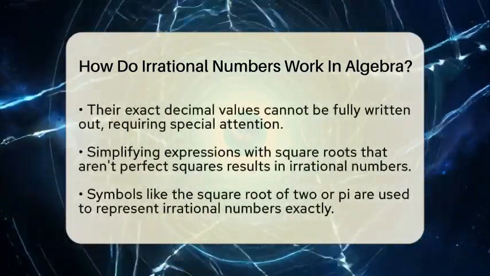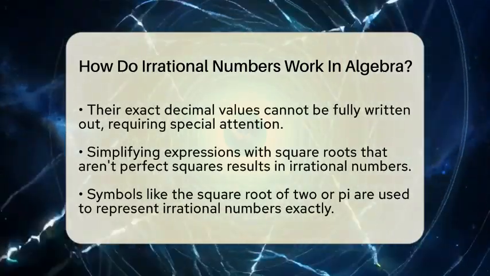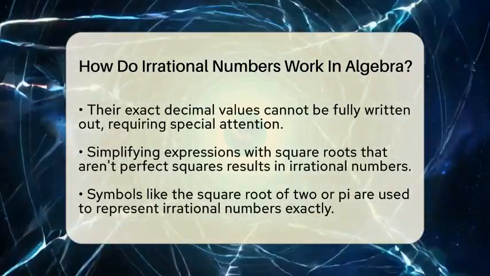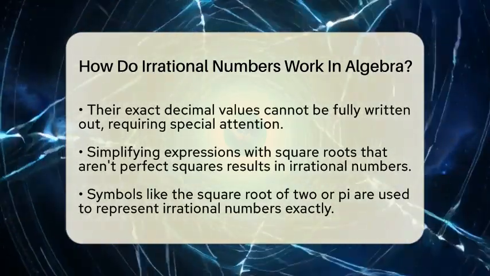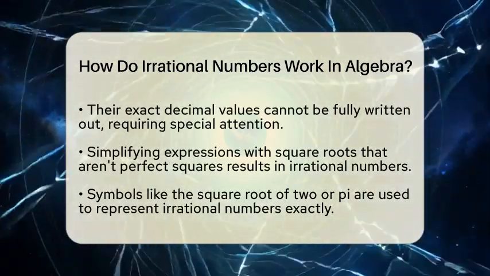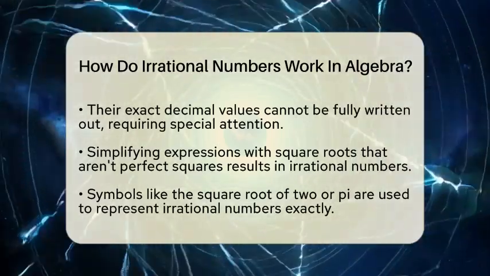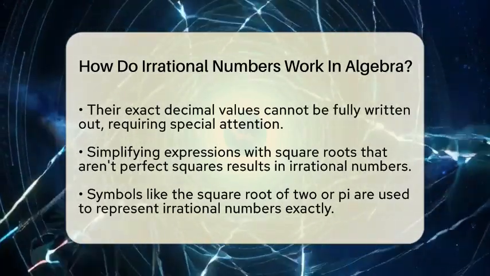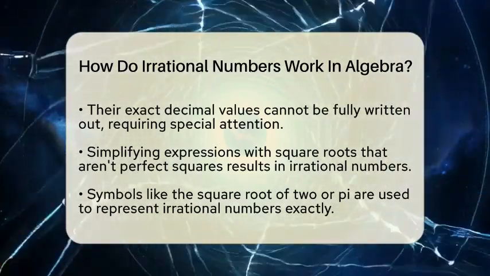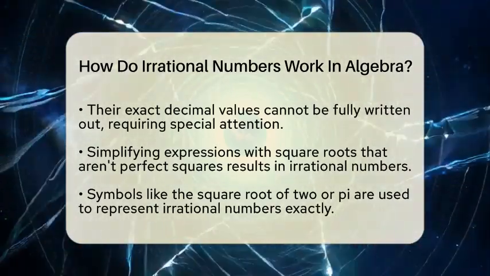When it comes to algebra, irrational numbers behave much like other real numbers. However, they do require special attention since their exact decimal values cannot be fully written out. For instance, when simplifying expressions that involve square roots, if the root is not a perfect square, the result is irrational. In algebra, we often use symbols like the square root of 2 or pi to represent these numbers exactly, rather than using decimal approximations.